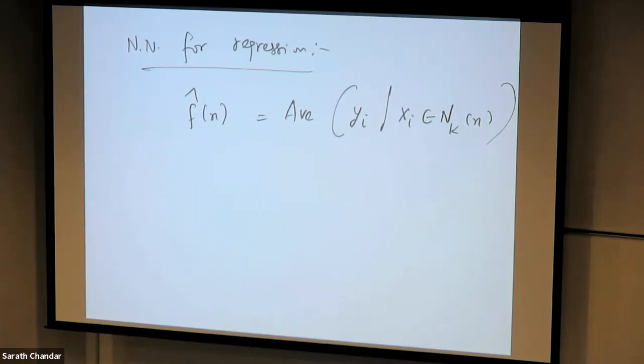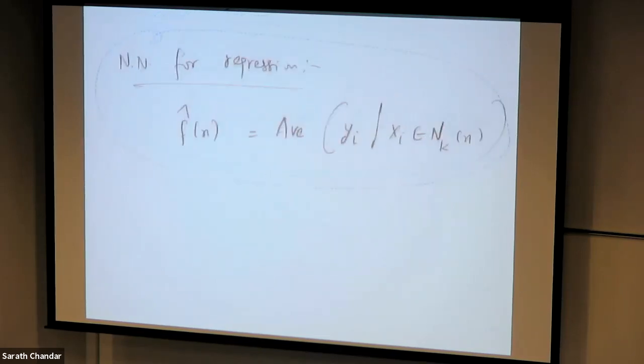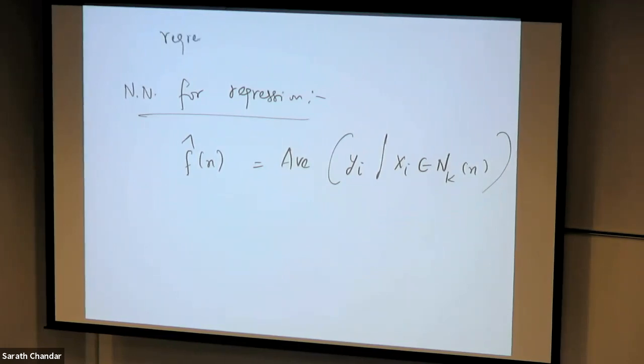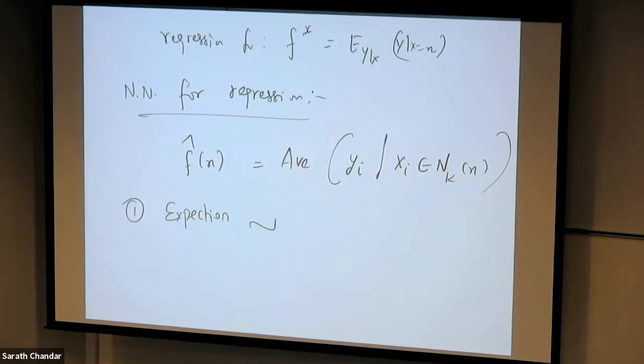Now, how is this algorithm when compared to the optimal function? I'll just put it here. The regression function, the optimal function, is basically f star. This is the best possible model that you could find, which is the expected value of y given x is equal to x. Now, this nearest neighbor for regression is making two approximations to the optimal function. The first approximation is, instead of using the expectation, it's approximated with average.